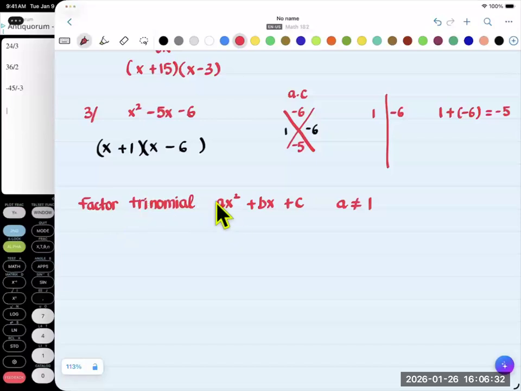Let's take a look at the cases where the trinomial has a not equal to 1. So there's a number in front of the a. Then in this case, you will need the factor by grouping step.